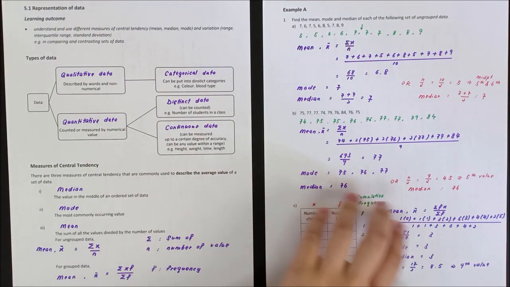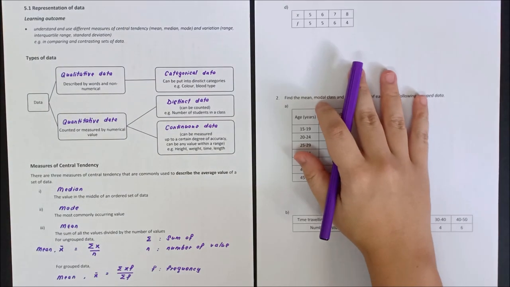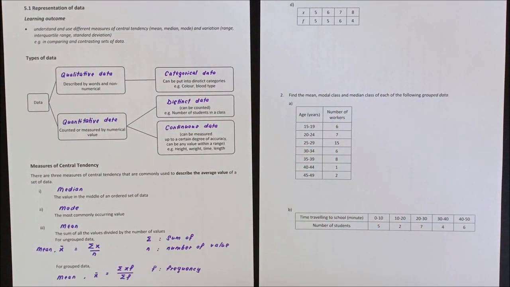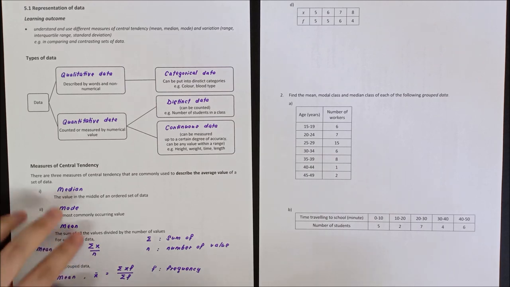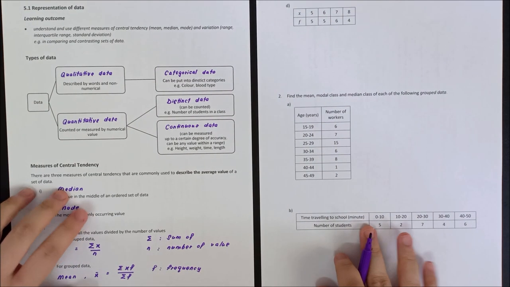Okay, so let's continue with the next one. The same thing, we are still doing the same thing for D. If you want to fast forward, you can. I think for the mean part, it should be no problem already. So I'm just going to do this very quickly for the mean.